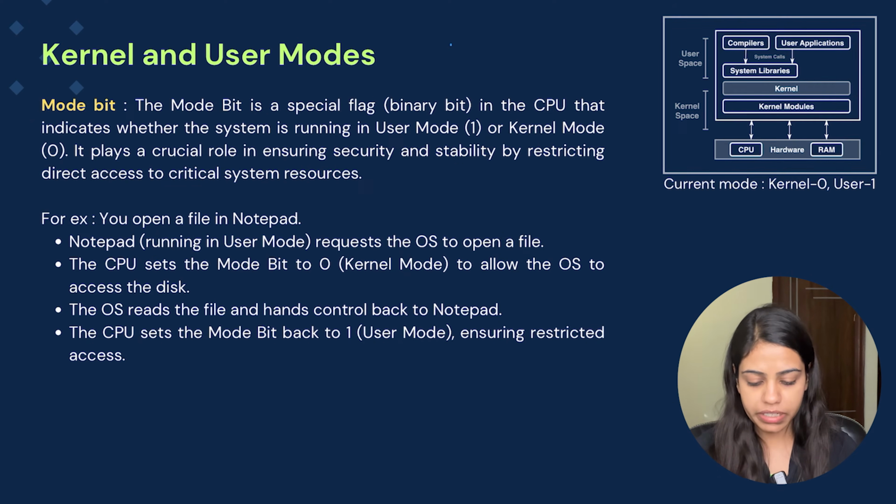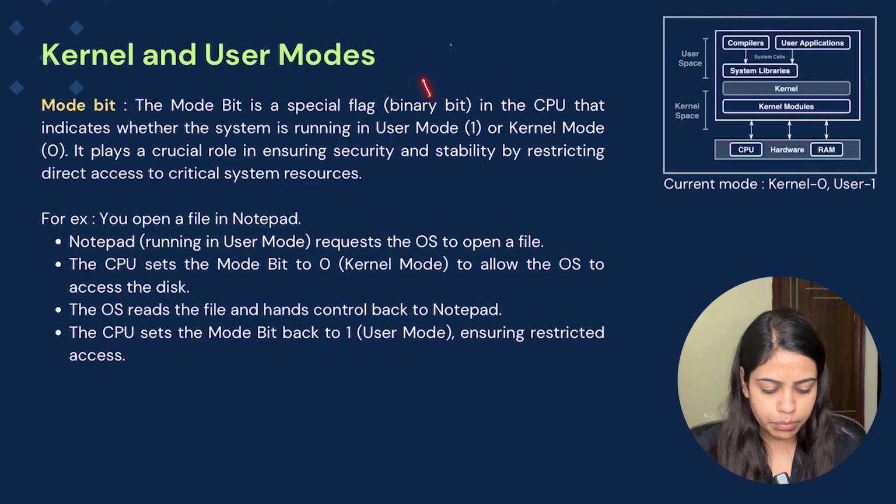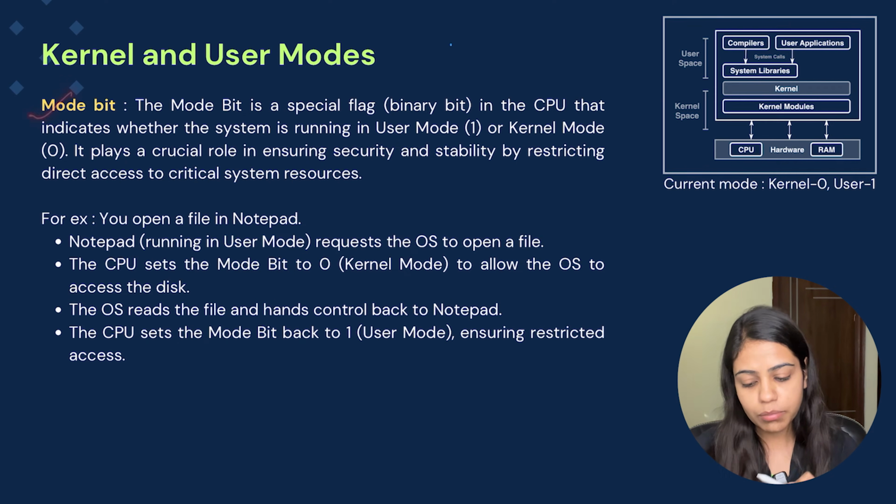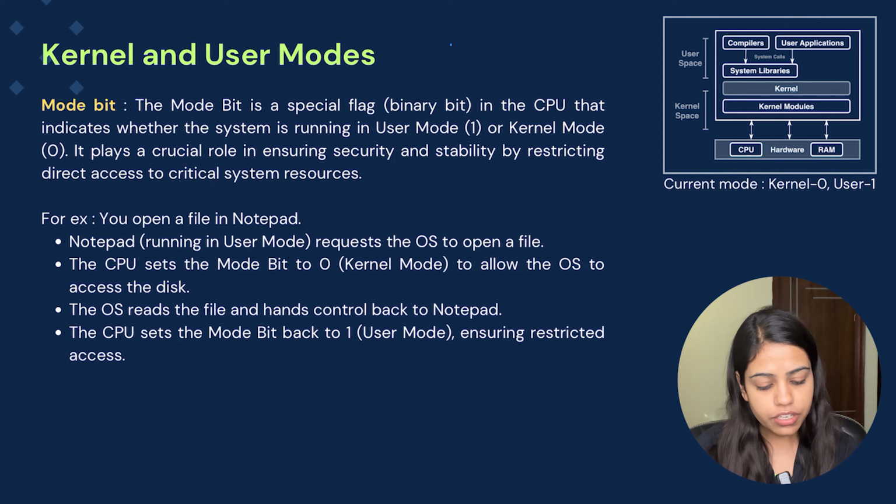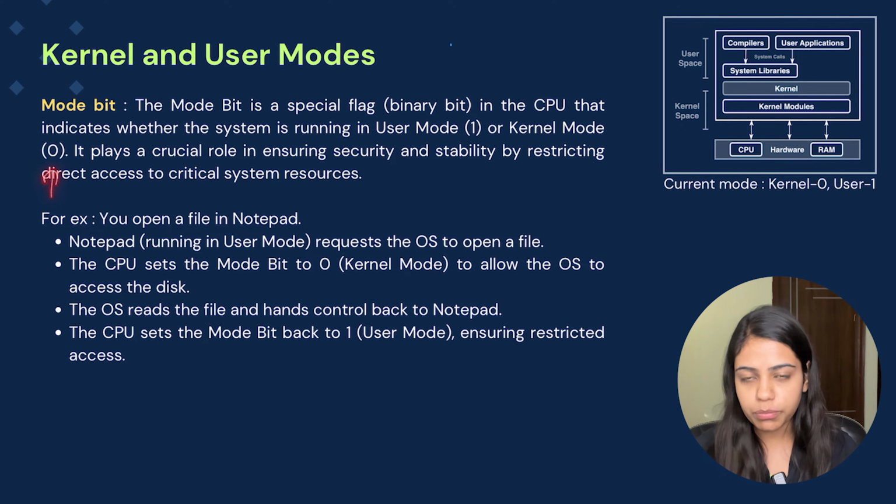Now, what is a mode bit? A mode bit is a special flag, basically a binary flag, so we can consider 0 or 1, in the CPU that indicates whether the system is running in user mode or the kernel mode. We need to know whether the system is running in a user mode or kernel mode, because of which the mode bit came into picture. Now, in the user mode, the value of mode bit is 1. In the kernel mode, the value of mode bit is 0.